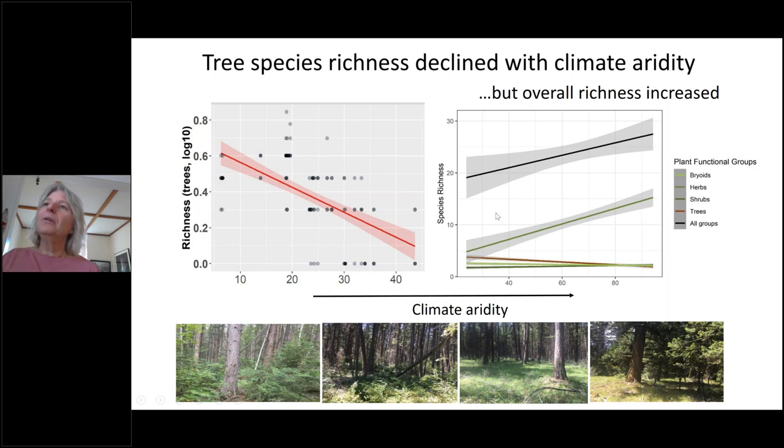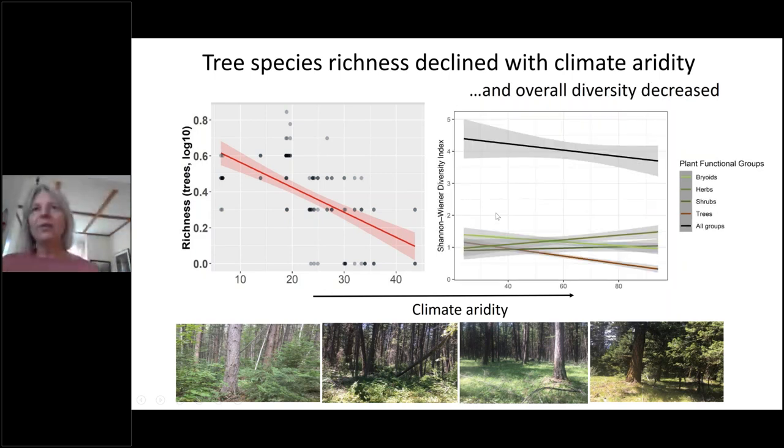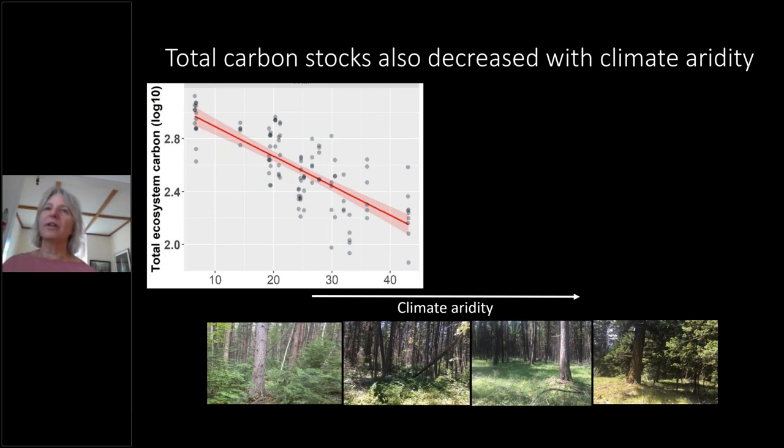I'm going to move on from that. So the other thing that we looked at was carbon stocks. As species diversity was increasing with aridity, carbon stocks were declining with climate aridity. And this also has been borne out in other studies around the world. And so our wettest forests have substantially more carbon in them than our dry forests.